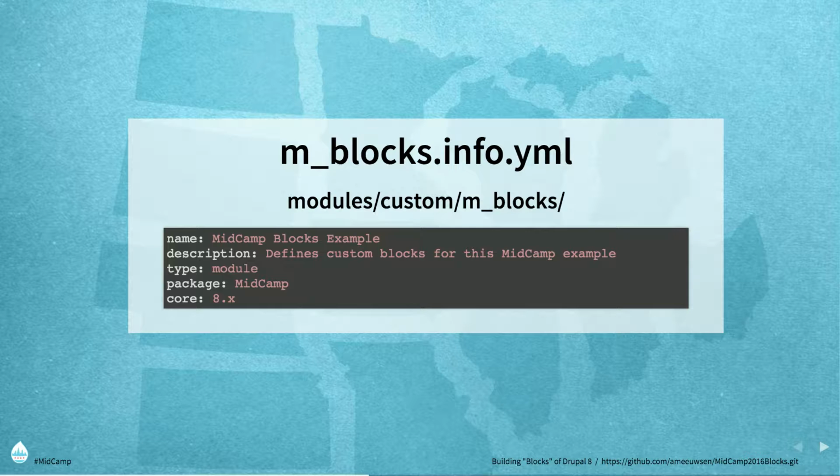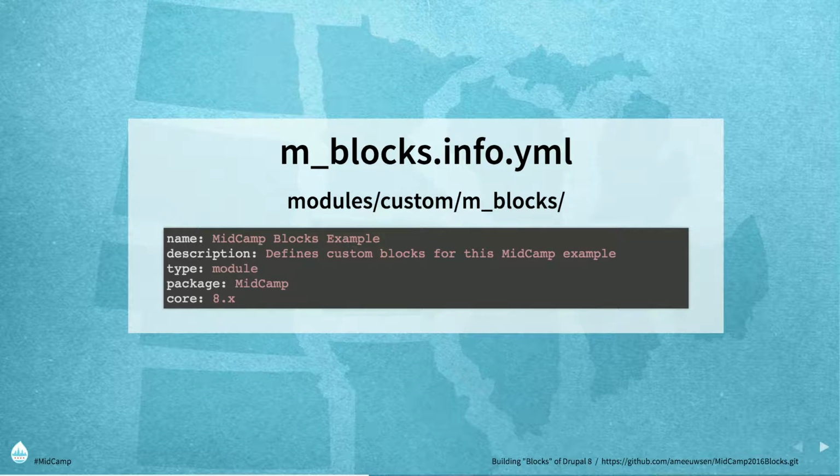Next thing is package. That's optional, but you should probably use it because if you have a bunch of modules that are all kind of following the same, in this case, we're doing MidCamp. So if we have a bunch of MidCamp modules, there'll actually be a MidCamp separation on the side on your module enablement page. Wow, that's not a word. Your module enable page. Last one is core. This one's required. You need to have it. In this case, we're just saying this will work on any version of Drupal 8. So that's the info file.